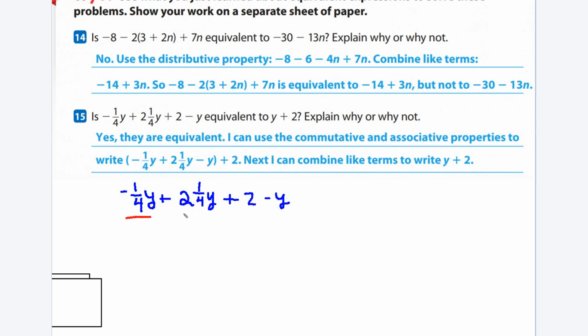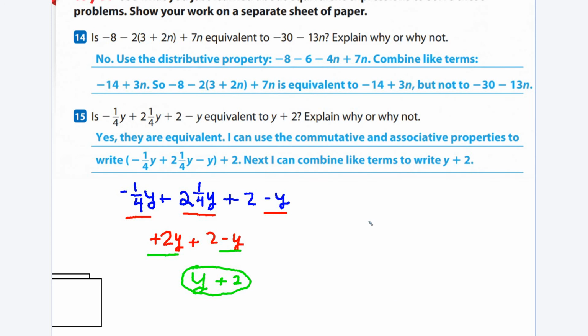What I'm going to do is just combine the like terms. Negative 1/4 y plus 2 1/4 y minus y. Okay? Negative 1/4 plus 2 1/4 will give me positive 2. So now I have positive 2y plus 2 minus y, right? And then I'm going to take these like terms, notice I'm doing it step by step. 2 minus 1 will give me 1. So it's 1y, and then plus 2, because 2 is constant. I hope this makes sense.